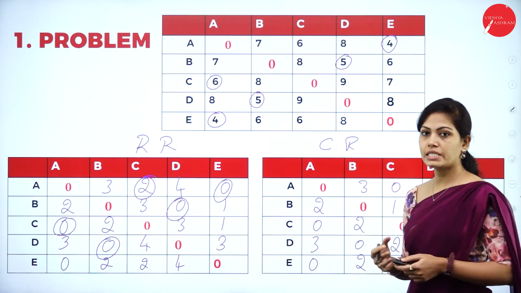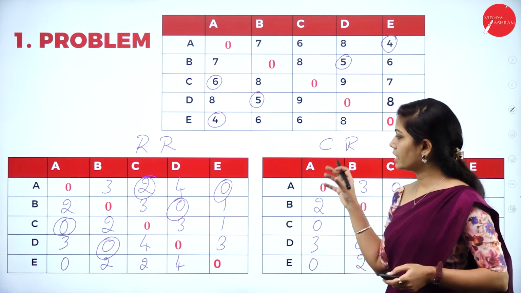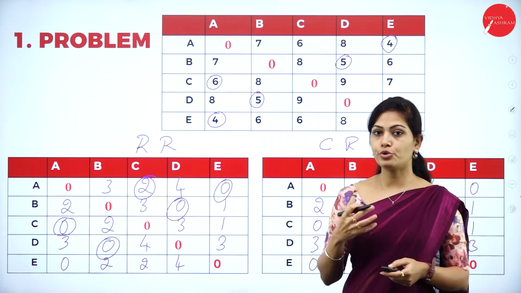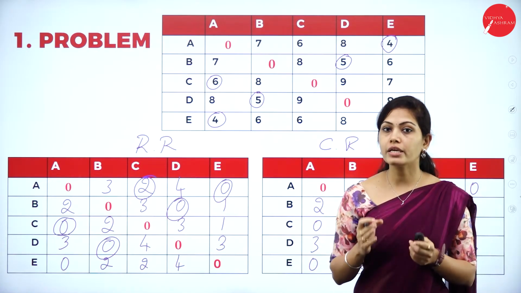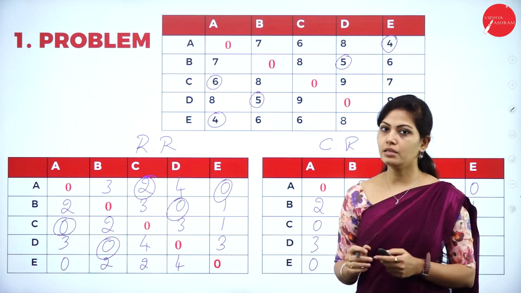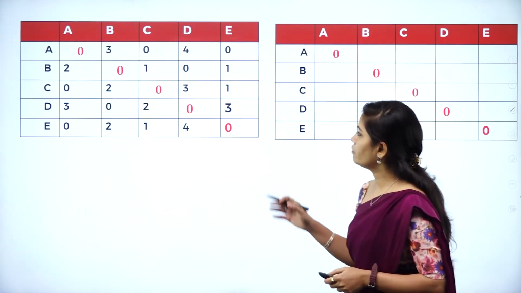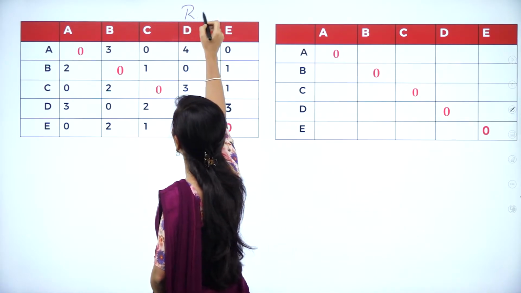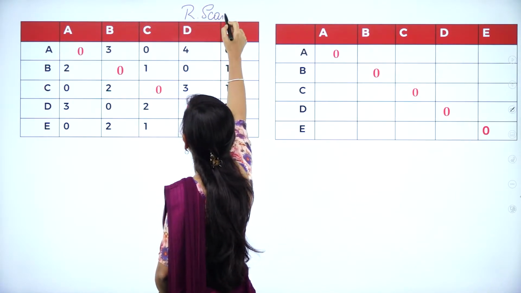So what is the next step? In the next step, we have to assign the zeros. With the help of these column reduction matrix values, we have to assign the zeros by using the row scanning and column scanning method. Next I will assign the zeros by using row scanning. So first I will find out row scanning.